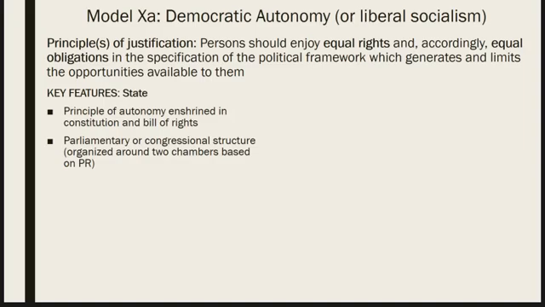Now, there would be some obligations. For example, citizens would be obliged to accept the decisions unless their rights were being violated by the decision. So even if they don't participate, they have to accept the decisions that are made.